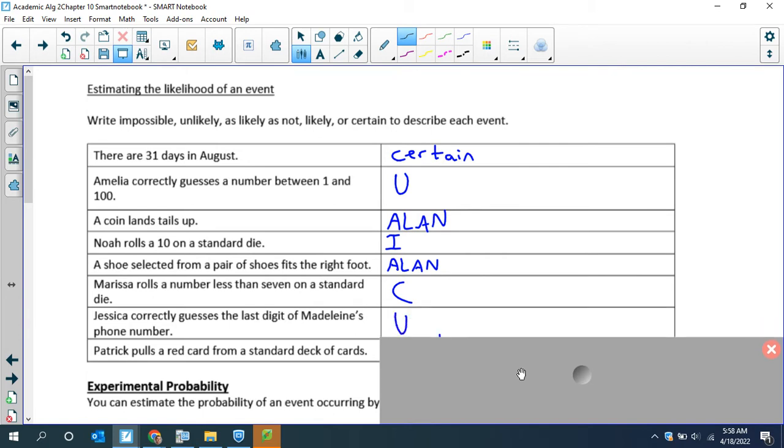And the last one, Patrick pulls a red card from a standard deck of cards. Well, if you know a deck of cards at all, there's red and black, half red, half black. So it's as likely as not.